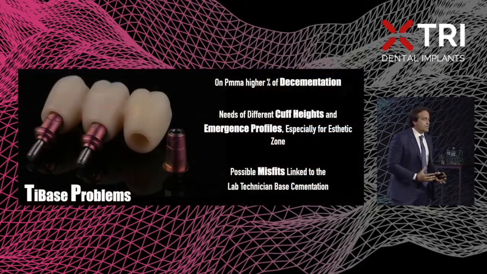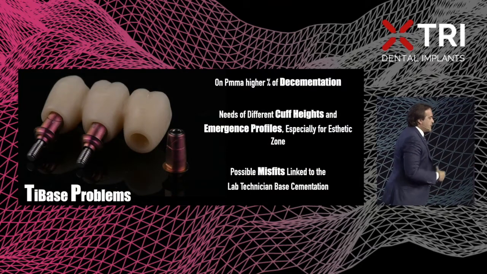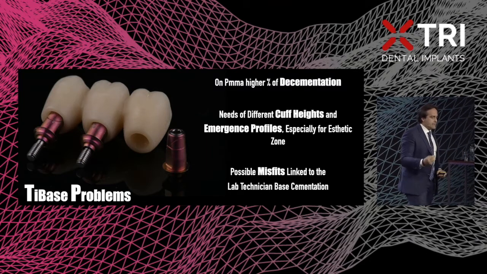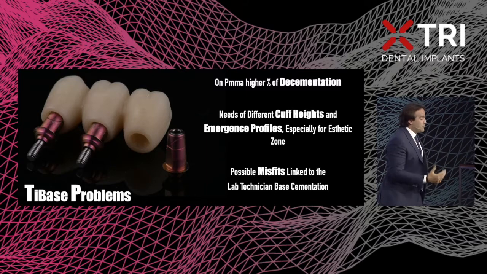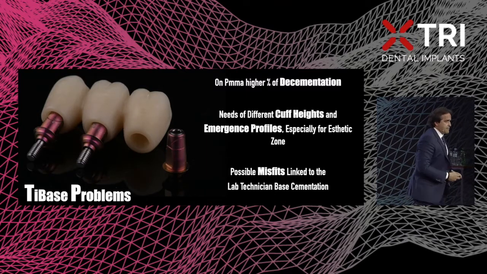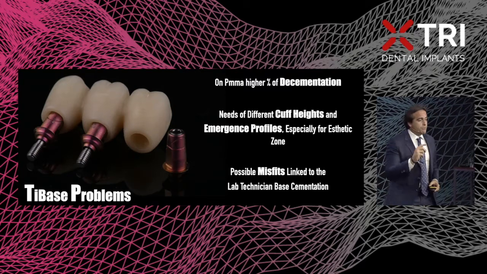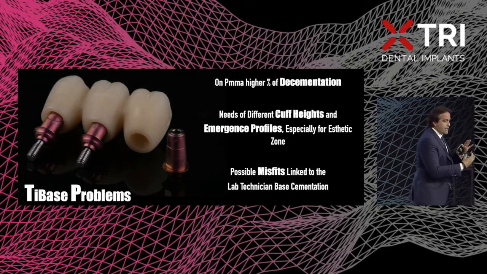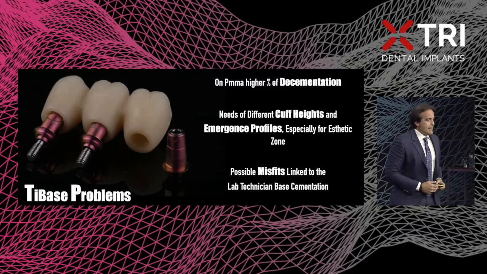The next step is today, because we have discussed the T-base problems that we had. Despite the fact that we created nice T-bases, we had a higher percentage of decementation, especially on PMMA. We needed different cuff heights and emergence profiles, as I mentioned, especially in the aesthetic zone. And there were possible misfits, especially in the posterior area, when the lab technician was cementing the crowns to the T-bases with no model.